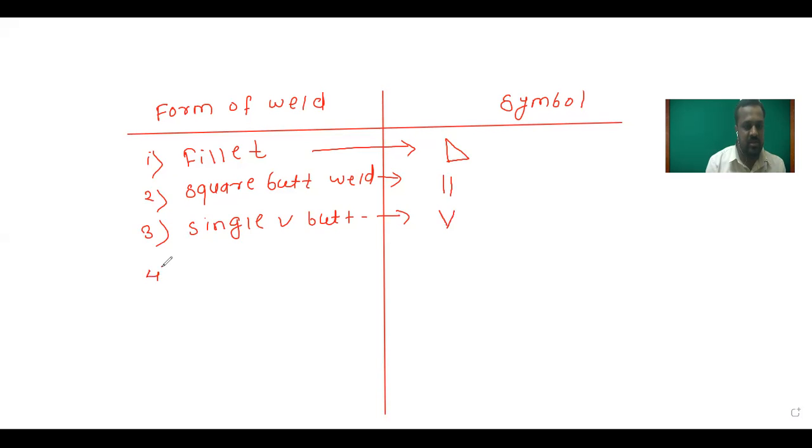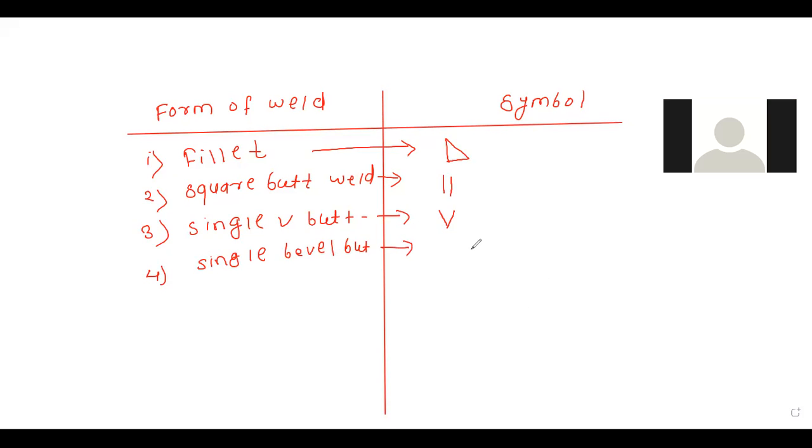Then next, single bevel butt weld. Yes, what is the symbol? Single bevel. One straight line and one inclined line. Like this, one straight line and one inclined. Like this, right? Yes.